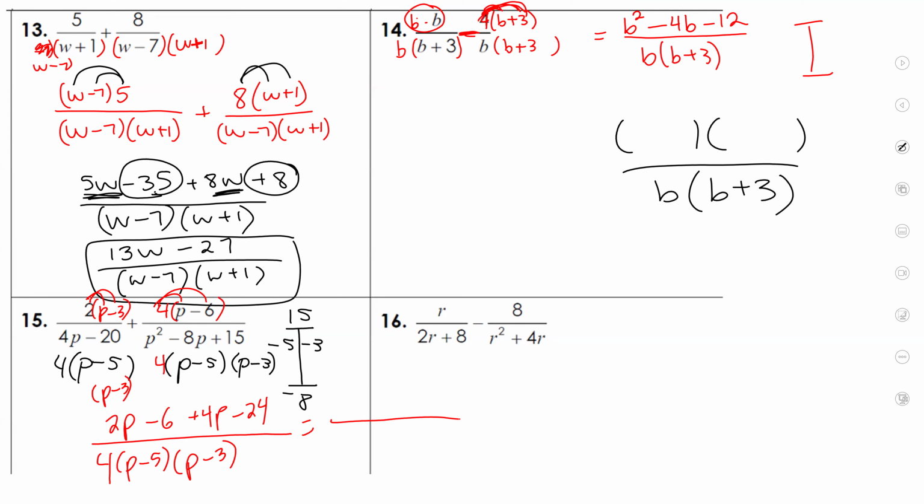So 2p and 4p, you should have gotten 6p. -6 minus 24 is -30. This denominator is gonna stay the same. We're not gonna copy it all down. Can we rewrite this numerator? Tell me. P minus 5. Good, p minus 5. Okay, so I'm gonna write down my denominator again. P minus 5, p plus 3, or minus 3, sorry.